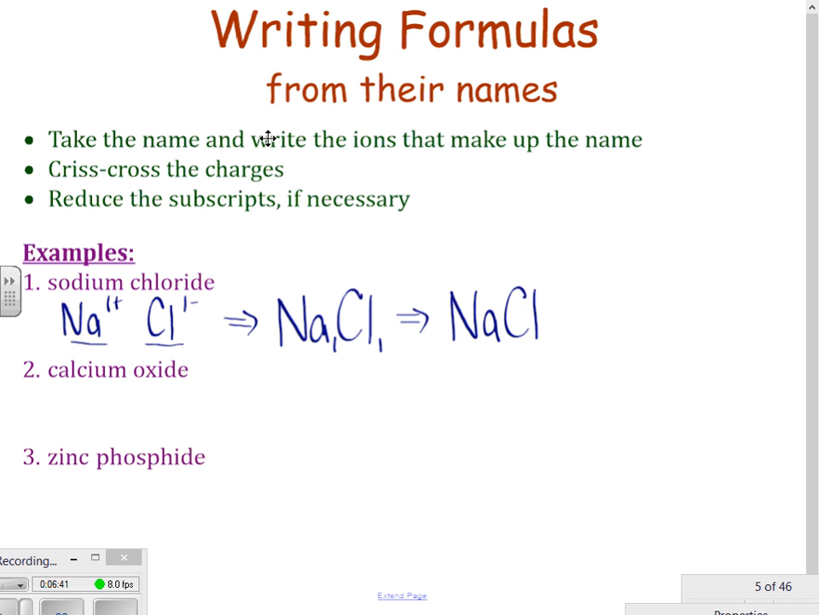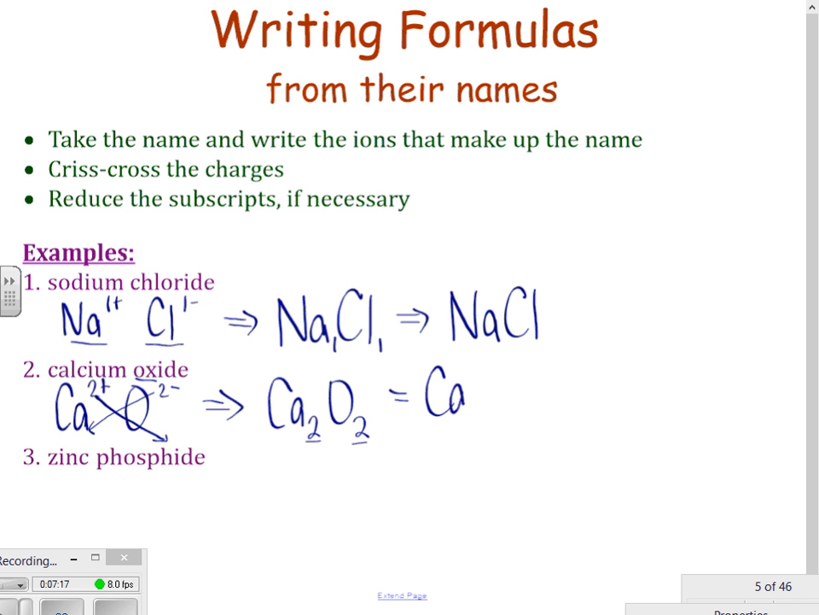All right, number 2, calcium oxide. Calcium, Ca. I looked this up on my periodic table. Ca has a 2 positive charge. Oxide, that's oxygen. Oxygen is in a group that has a 2 negative charge. So when I crisscross, to show that for you, it becomes Ca2O2. Okay, so here's the example of reducing. You've got a 2 of each. We divide by 2, simplify just like you would simplify a fraction, and you get CaO.